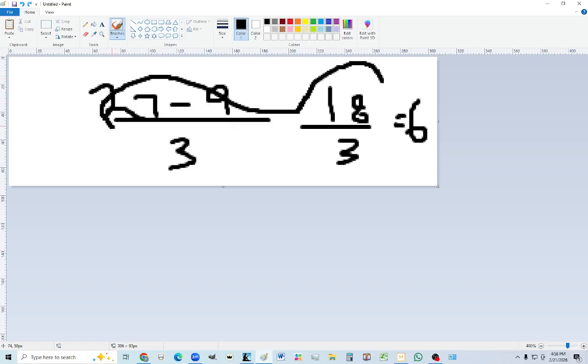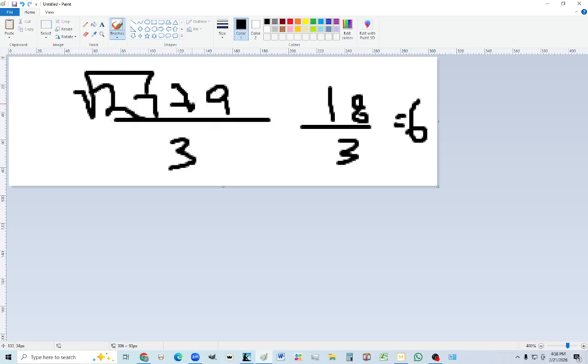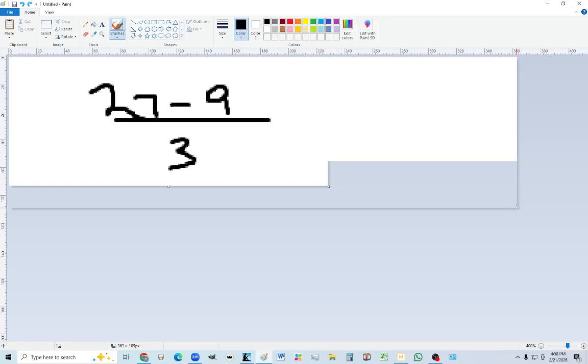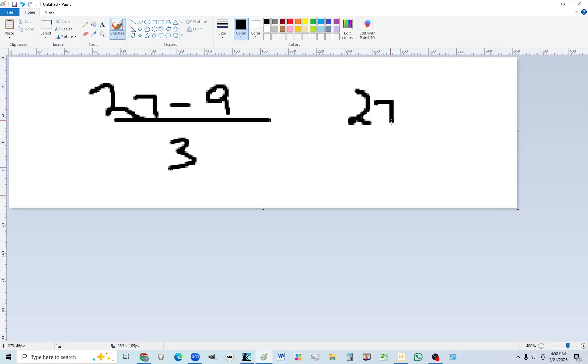You're looking for situations like if these were square root of 9s, it gets a little bit more complicated. The reason this is true is because this fraction is the same as 27 over 3 minus 9 over 3, before we made them common denominator. All right, let's keep going.